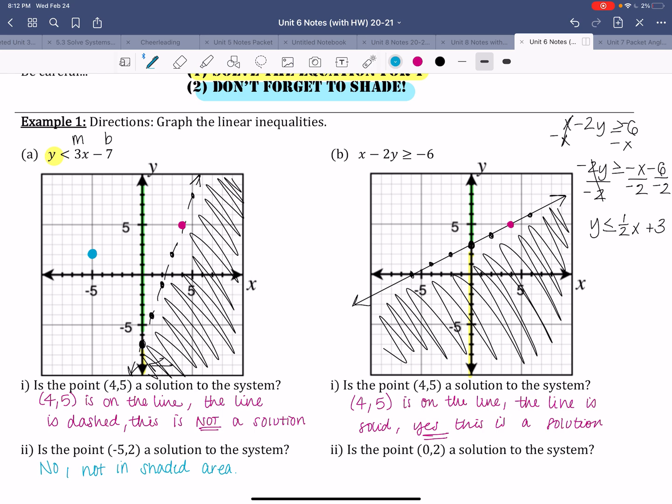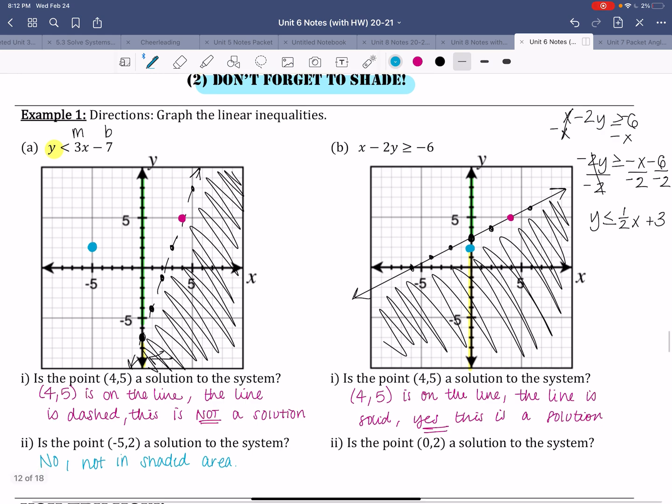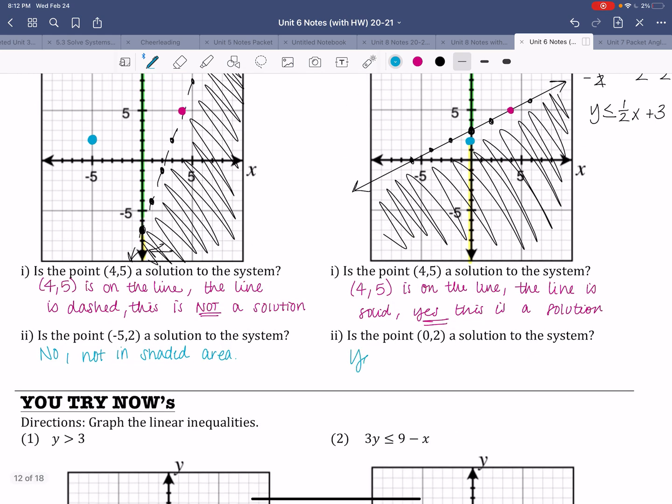And then the last one is 0, 2. 0, 2 does fall beneath my line, which is in the shaded area. So yes, that is a solution. And we could just say yes, 0, 2 is in the shaded area.